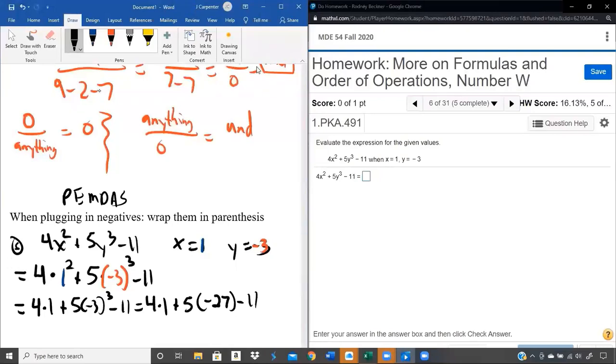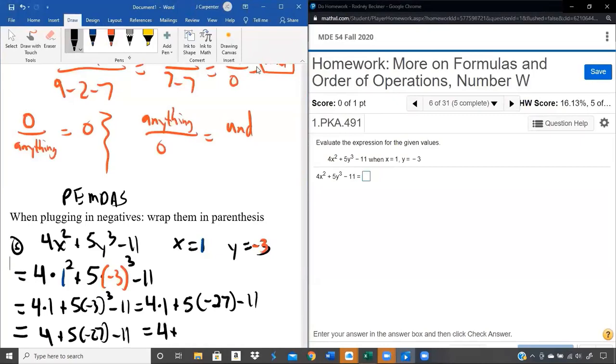Now we've handled the exponents, we're ready to move on to the multiplications. Yes, exponents are technically multiplications, but they're repeated multiplications, and it's that repetition that gives them the leg up on everything else. 4 times 1 is 4, plus 5 times negative 27, minus 11. 4 plus 5 is 9, right? No, that would be wrong because I'm doing an addition before multiplication. I'm just trying to do things from left to right. Pay attention to PEMDAS, though. I actually made a mistake in the last example, which, again, I apologize for. 4 plus, we have to do 5 times negative 27.